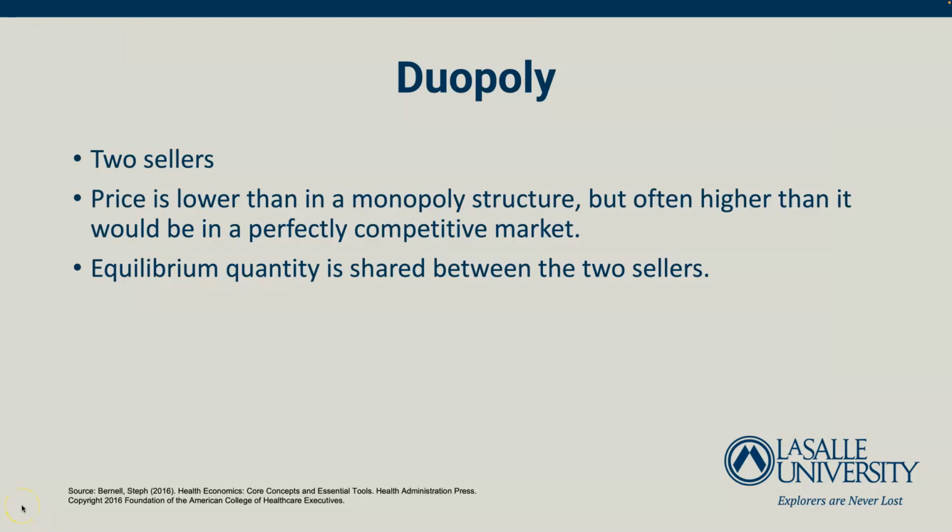Now let's turn to duopoly. Under duopoly, we have two sellers in the marketplace, and these markets are usually modeled using game theory rather than models of supply and demand. Price tends to be lower than in a monopoly structure, but higher than it is under perfect competition, and the equilibrium quantity is shared between the two sellers.